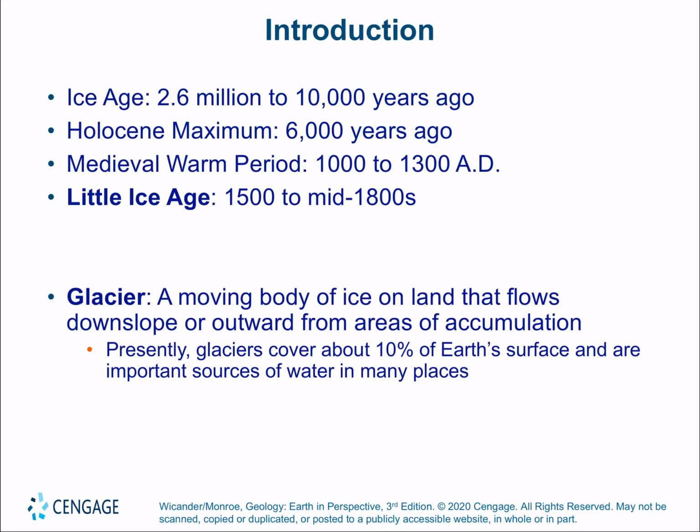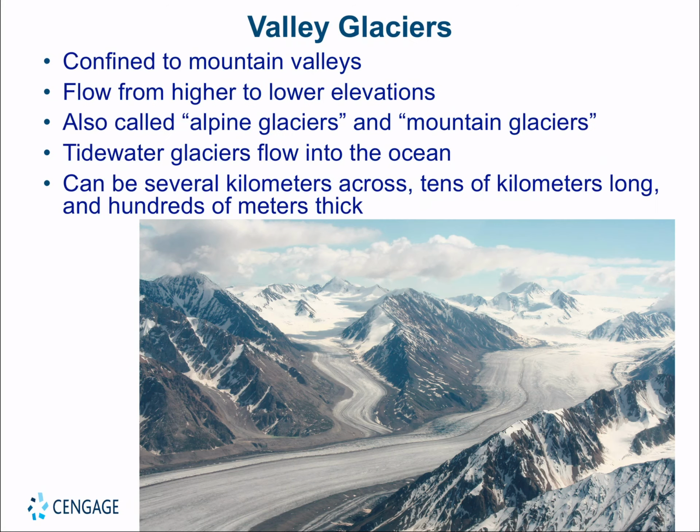So exactly what is a glacier? Well, a glacier is a moving body of ice on land. It will flow downslope or outward from areas of accumulation. About 10% of the Earth's surface is presently covered by glaciers. In a lot of places, they're a very important source of water.